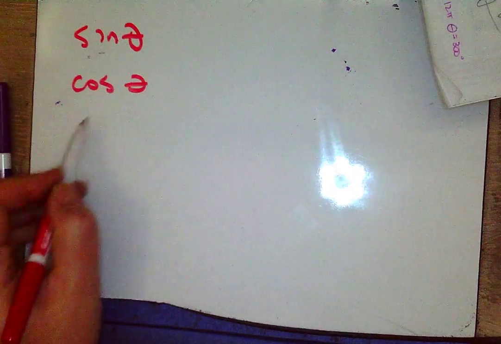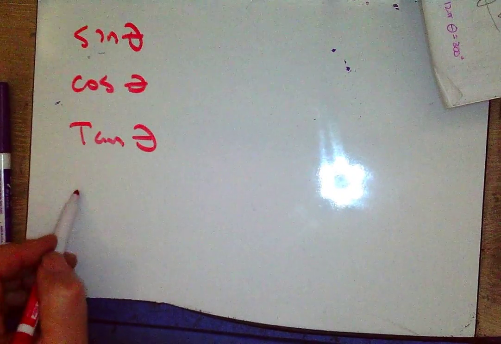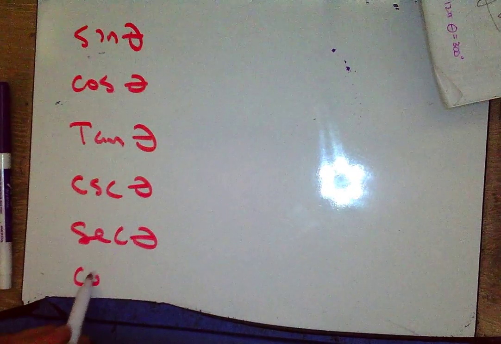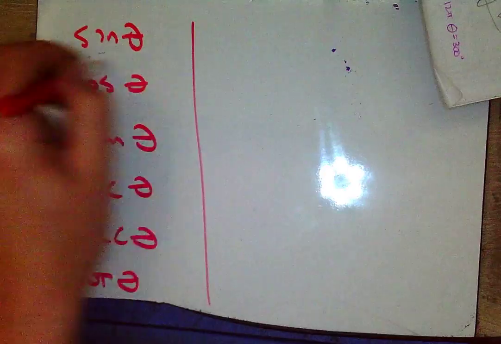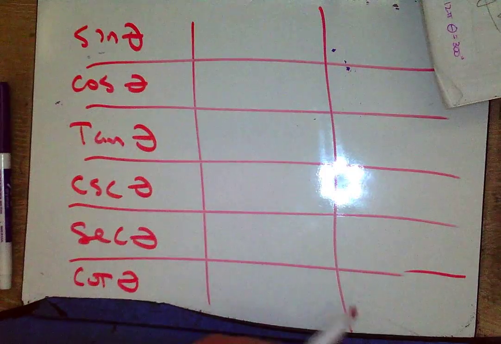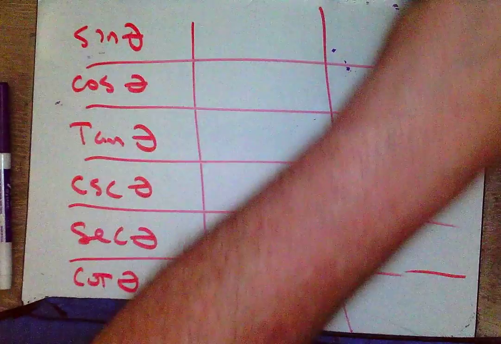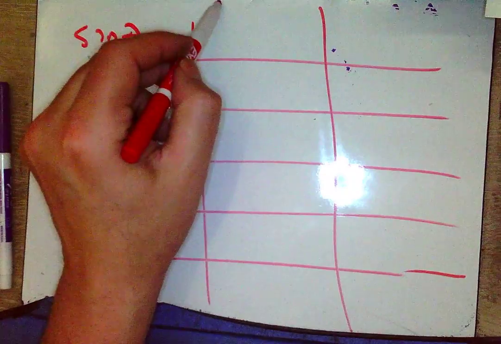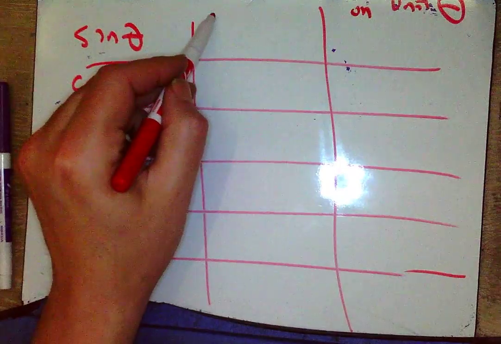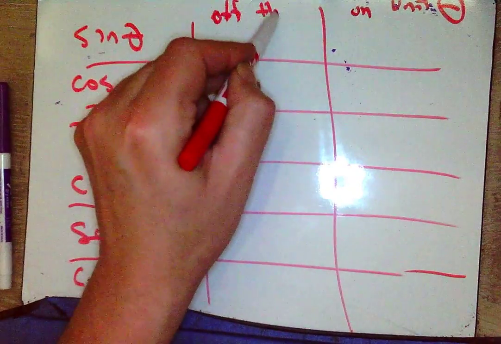Okay, so let's start. Will you write down sine theta, cosine theta, tangent theta, cosecant theta, secant theta, and cotangent theta? And I would like to know, without looking in your notes, because you really do need to know these. No notes on quiz or test. I want to know on the unit circle and off the unit circle.